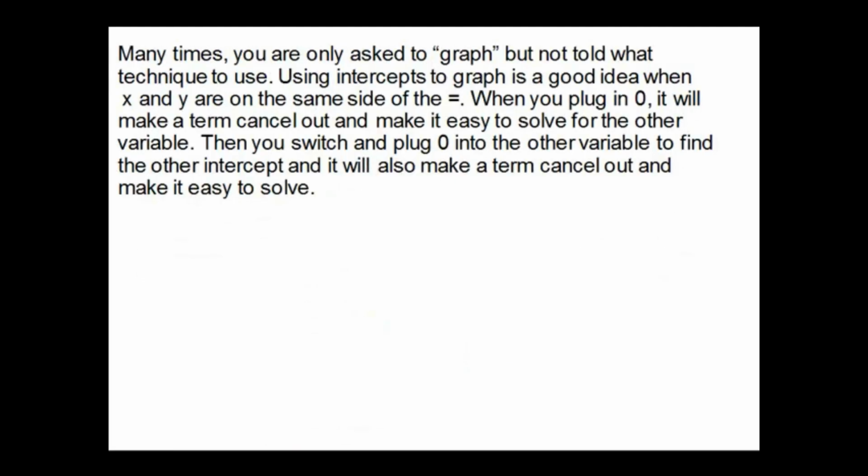Many times you are only asked to graph, but not told what technique to use. Using intercepts to graph is a good idea when x and y are on the same side of the equal sign. When you plug in 0, it will make a term cancel out and make it easy to solve for the other variable. Then you switch and plug 0 into the other variable to find the other intercept, and it will also make a term cancel out and make it easy to solve.